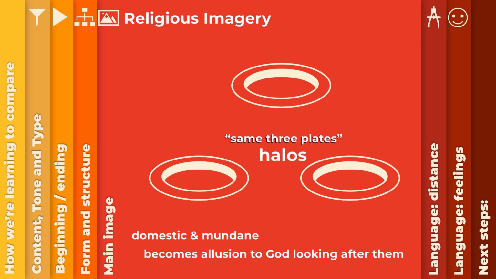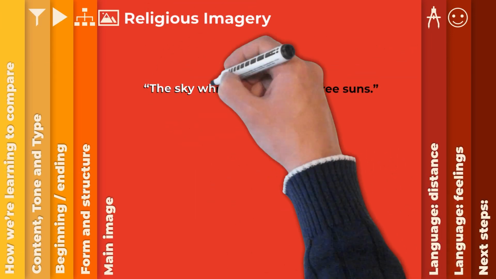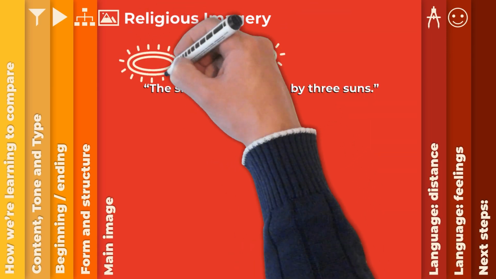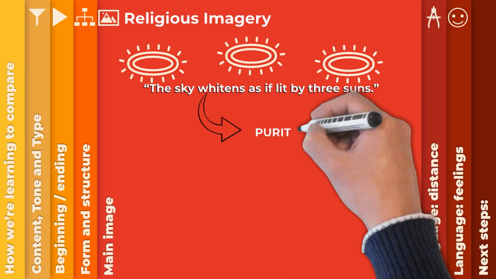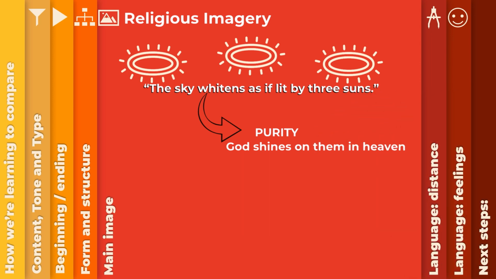If that isn't strong enough for you, you can see how Causley describes how the sky whitens as if lit by 3 suns. The word whitens shows a purifying of their world, and the 3 suns is showing that God is shining on them in Eden. I said before that Eden was the world in its perfect, unblemished state as described in the book of Genesis in the Bible, and in this sense it's a paradise, a heaven.